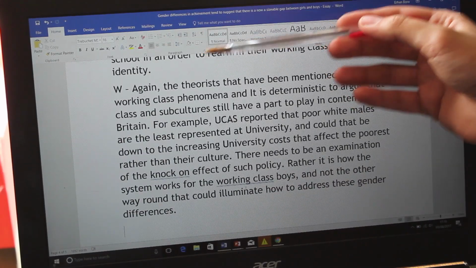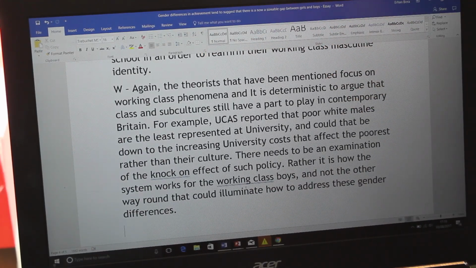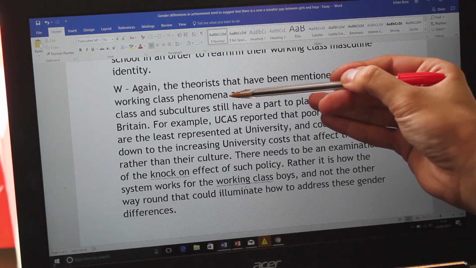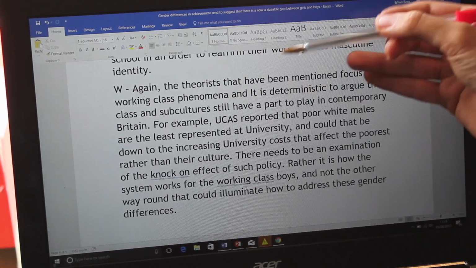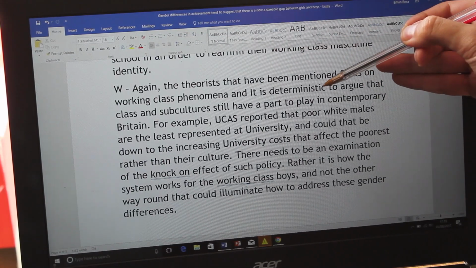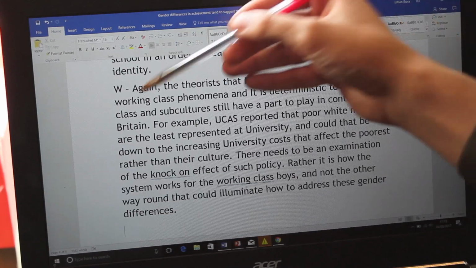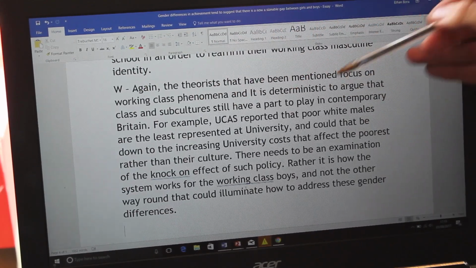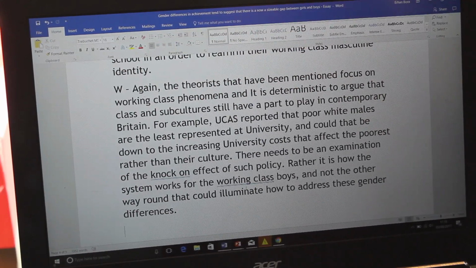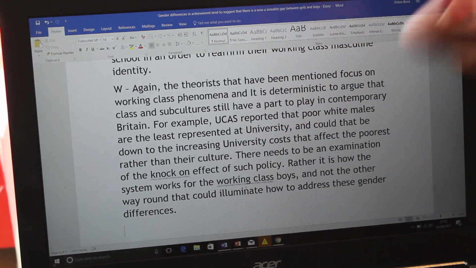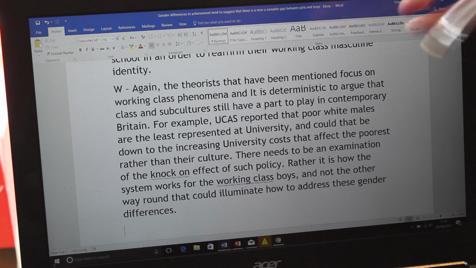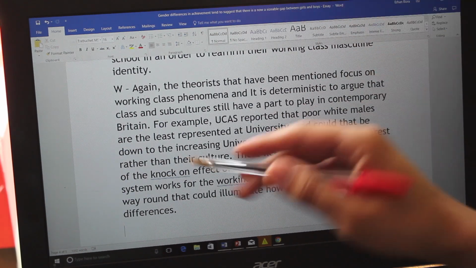Now, weakness. Again, the theorists that have been mentioned focus on working class phenomena. What I'm saying here is these theorists have all focused on working class boys, and it is deterministic, sort of assuming that this is always the case, to argue that class and subculture still have a part to play in contemporary Britain. So again, is this still the case? Is something else happening here? Is it class that's always impacting the achievement of these boys, or is something else happening?